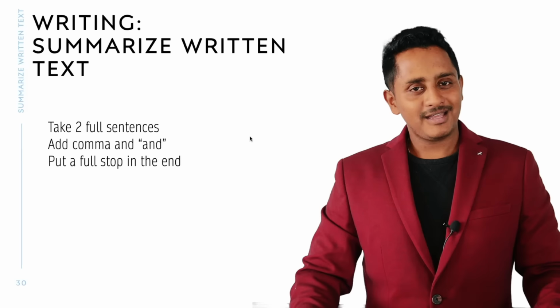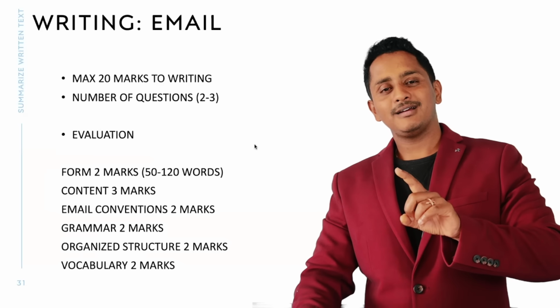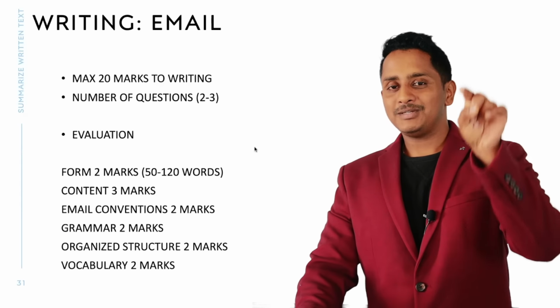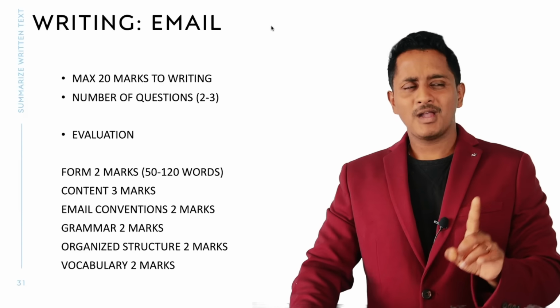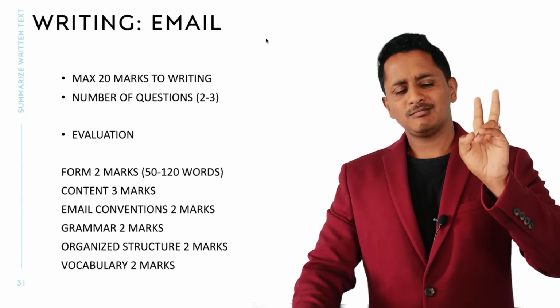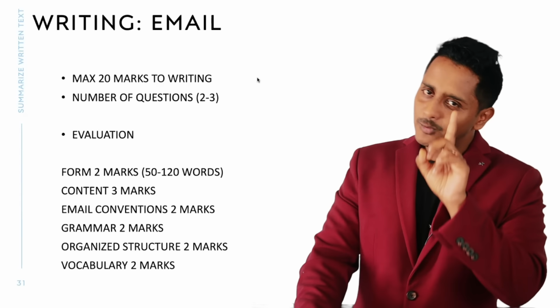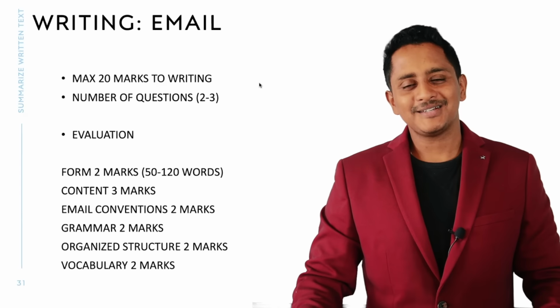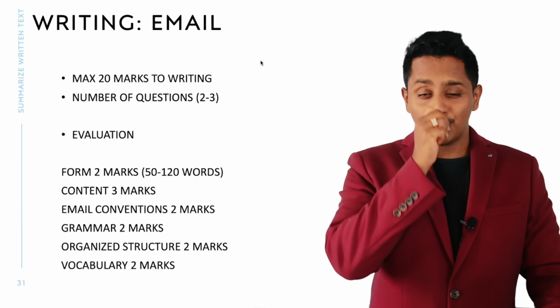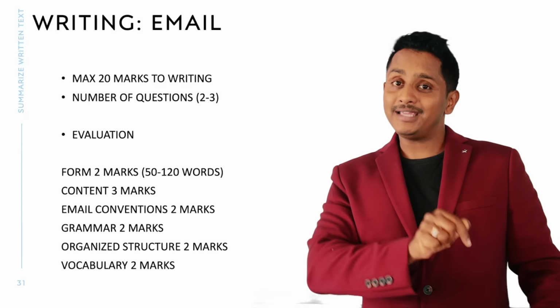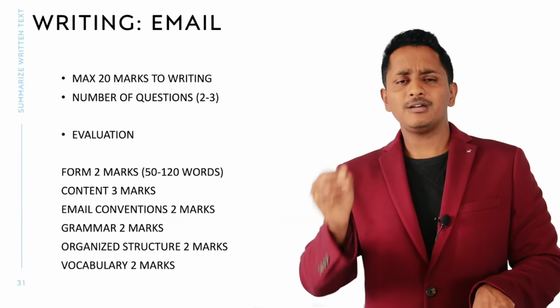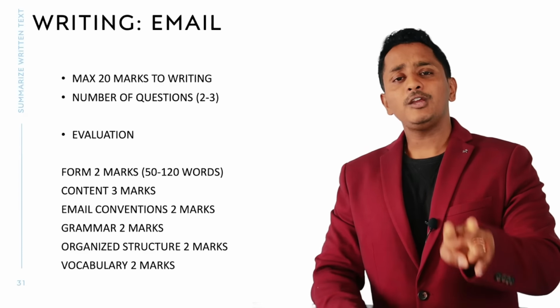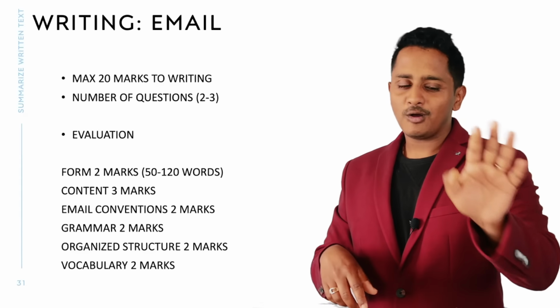After summarized written text, in the PTE Academic, you have essay. In PTE Core, we don't have essay. We have writing an email. Max 20 marks, 2 or 3 questions. If one question comes, probably 10 to 12 marks you can consider. Total is 90. This is not the only thing that decides your writing score, but in IELTS, essay writing and letter writing are the only 2 things that decide your IELTS writing scores. In PTE Core, it is reading and listening module, not this module.